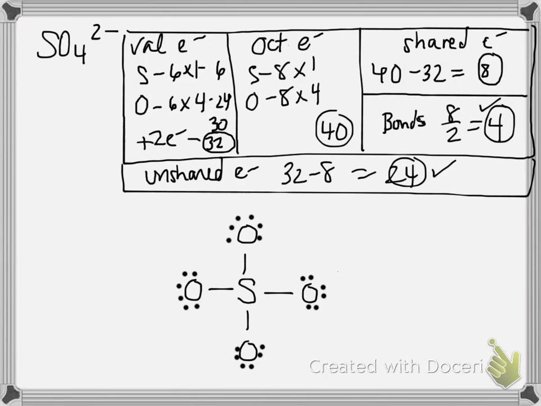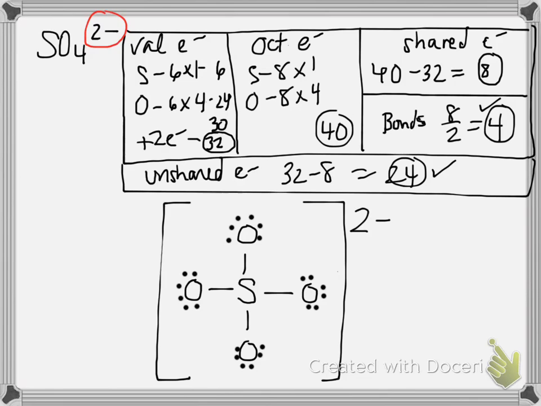And if we check octet on everything, each oxygen feels like it's surrounded by 2, 4, 6, 8. Everyone is happy. There's only one thing that we have yet to do, and that's to draw our brackets around the whole thing and put the charge on here because it's an ion, and we cannot forget to do that. Okay, that's it for the sulfate ion.